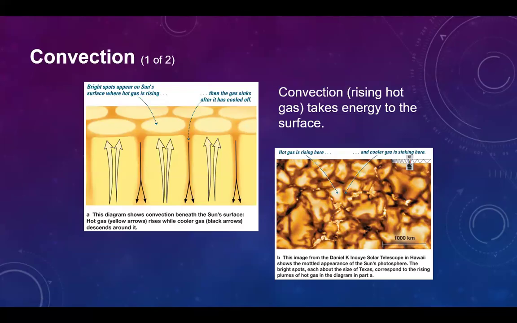So convection, you have hot gas rises and cool gas sinks. You get bright spots on the sun's surface where the hot gas is rising, and cooler, darker areas around them where the cooler gas is sinking. And it looks like this. Here is where hot gas is rising. These darker lines in between are where cooler gas is sinking. And this is convection. You can see the same thing in a hot cup of water, a boiling pot, things like that.